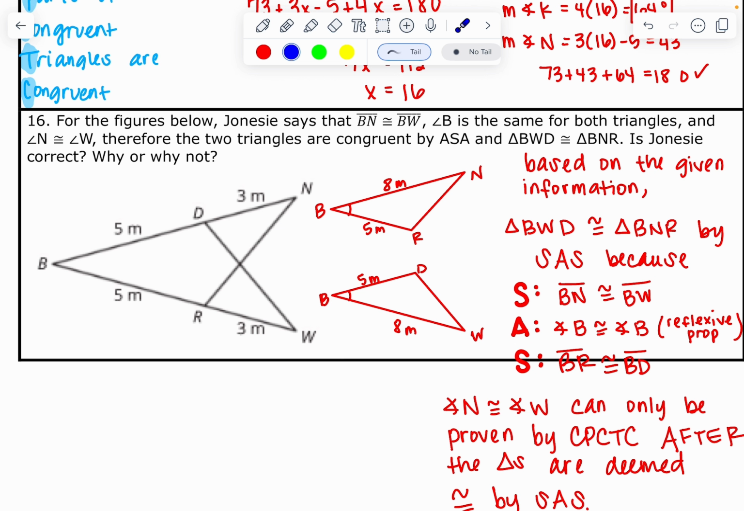So what I did again was draw these separately based on the given information. These two triangles are congruent, but they're congruent by SAS, not ASA, because look at the pictures. This is 8. Y'all know how I got that 8, right? Just 5 plus 3. And then the same thing over here. So anyways, this is 8 and this is 8. So that's our side. This is congruent to this because of the reflexive property. Angle B is congruent to itself. And then the 5 and the 5 are congruent. So this right here, boom.